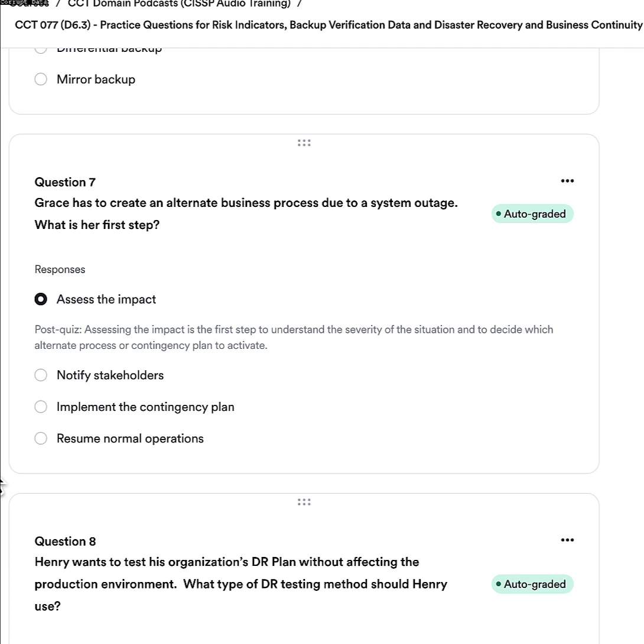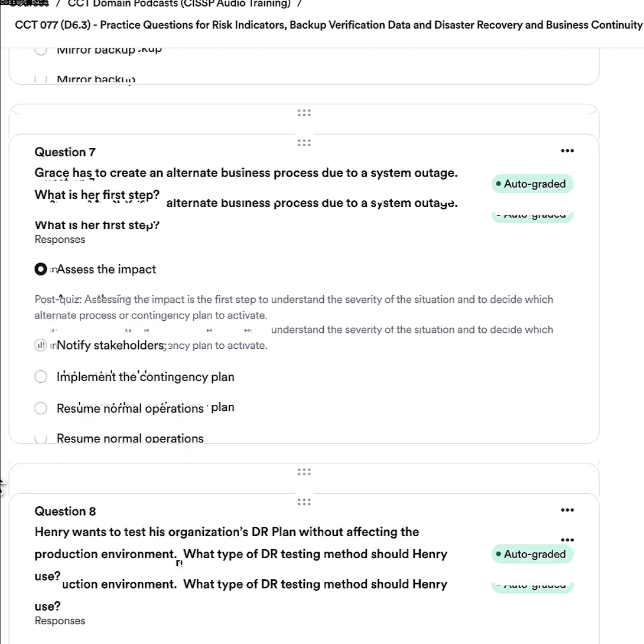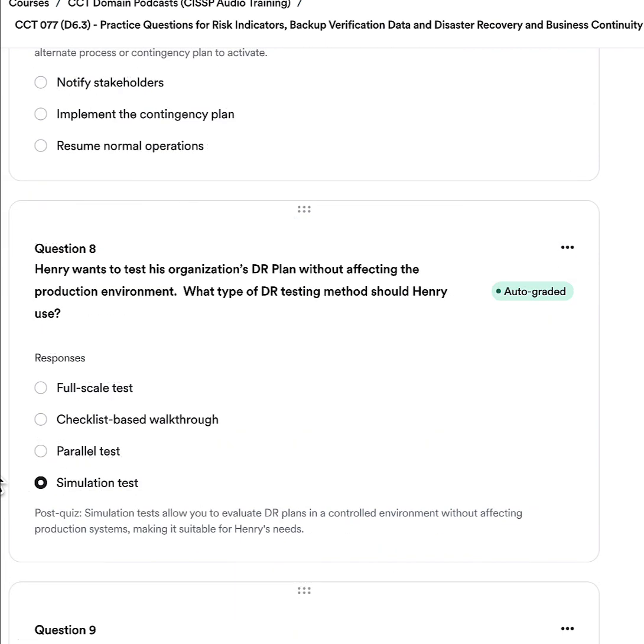But if you're looking at this from a management standpoint, you want to assess the impact, because you don't even know how to tell the stakeholders what's happened if you don't assess it. And it's really hard to implement your contingency plan if you don't know how bad the problem is. So again, first thing you want to do is assess the overall impact. One thing to keep in mind with these tests is that when they say the first thing, it's usually the first thing they're going to be asking for. And if it's around health and safety, safety always trumps pretty much everything.